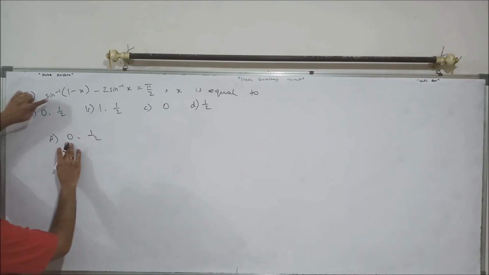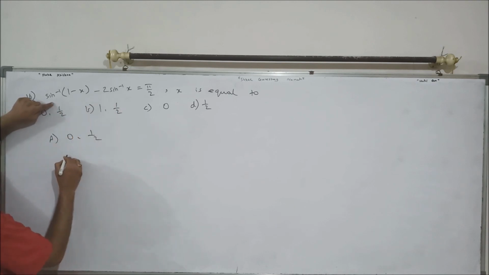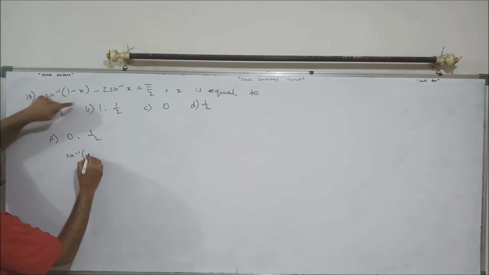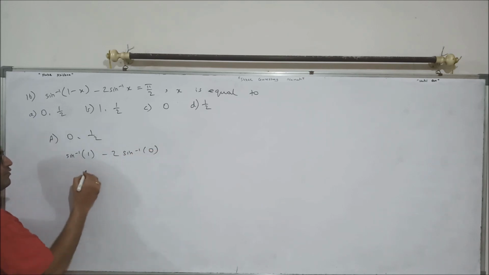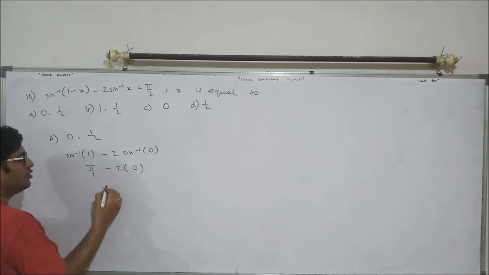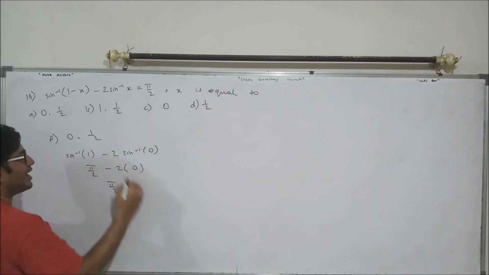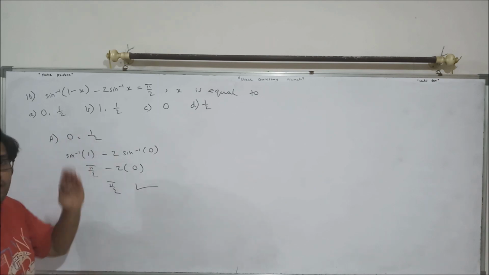Let's put the first value of x, which is 0. So your LHS is sine inverse of 1 minus 0, which is 1, minus 2 sine inverse of 0. Sine inverse of 1 is pi by 2, minus sine inverse of 0 is 0. So your answer is pi by 2, which is your RHS. So 0 satisfies. Let us check for half also.